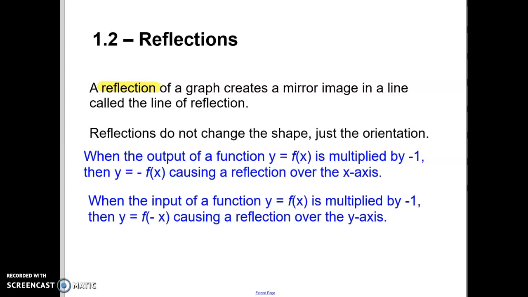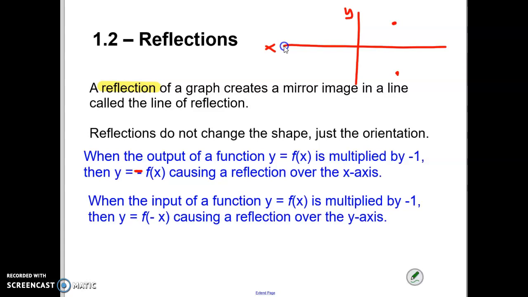When the output of a function is multiplied by -1, then y equals -f(x), causing a reflection over the x-axis. I want you to think about our axis here. If something is flipping over the x-axis, it's actually flipping up and down, which means it's a vertical reflection. So if it's flipping over the x-axis, it's an up and down flip, which means the negative is in front of the f(x).